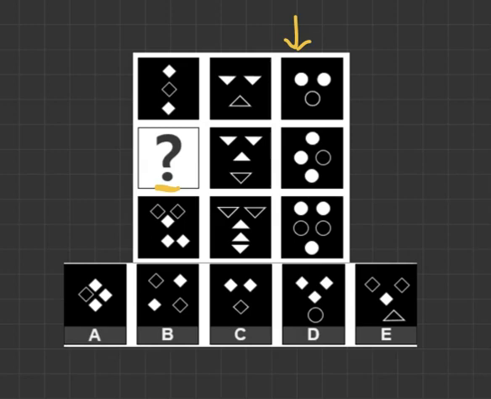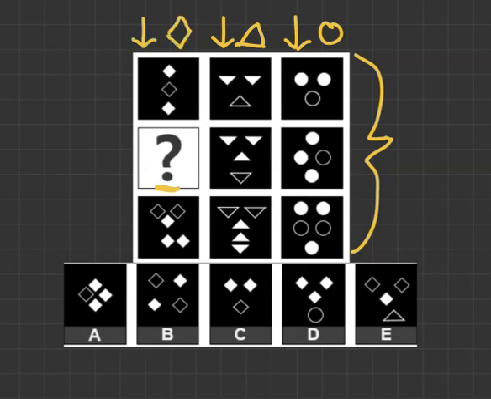So looking at the third column, I can see that they all have circles inside. Some shaded, some not. So we can write circle next to it. In the middle column, I can see they're all triangles. And in the first column, the one which has our missing figure, they're all diamonds.